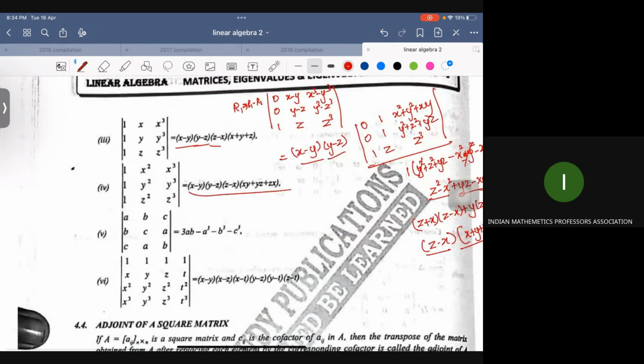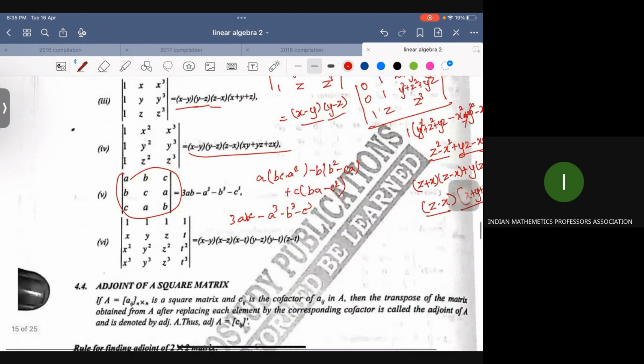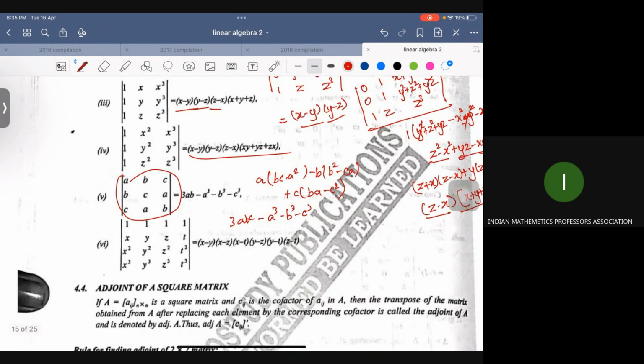We obtain this determinant. Here compute the determinant like this: a into bc minus a square, minus b into b square minus ca, plus c into ba minus c square. So we'll get a cube minus a cube minus b cube minus abc plus abc plus abc, 3abc. For this same, like this matrix, substitute this and find the determinant.